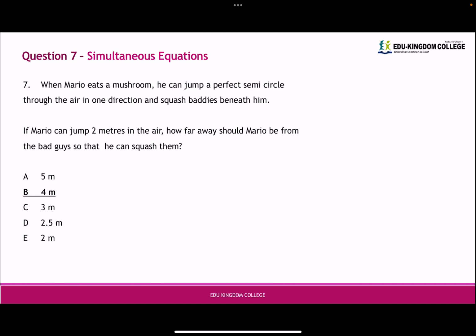Now, question 7. When Mario eats a mushroom, he jumps in a perfect semicircle, okay, with height 2, okay, which means that this distance to the middle is 2, and then to the enemy is 2 as well.